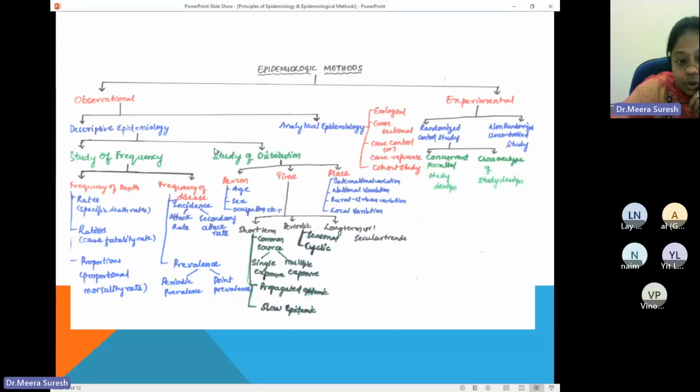So we have done up to this part, the study of frequency. Now we'll go towards the study of distribution. After that, we'll go for the analytical epidemiology. What are these studies? The cross-sectional, case control, cohort study. Some of you may be knowing, some of you may not. I'll not be getting into that much detail. Only the main thing that you should know, the preliminary or basic things you should know when we say this disease. Only that I'll be discussing over here. And then a little bit about the experimental studies also.